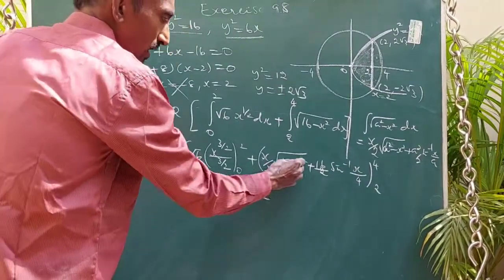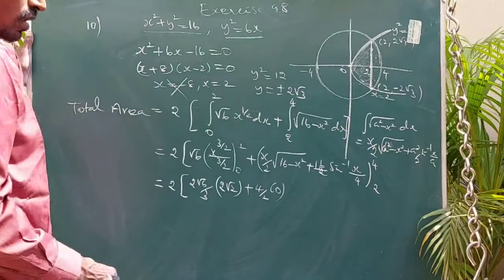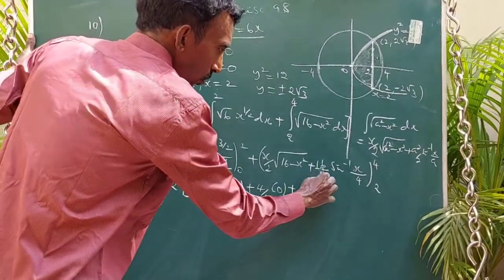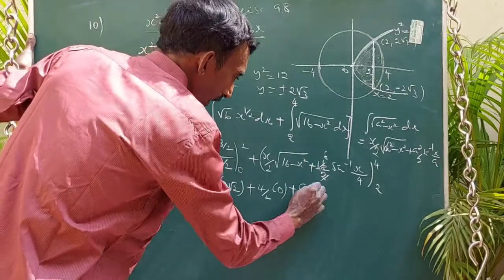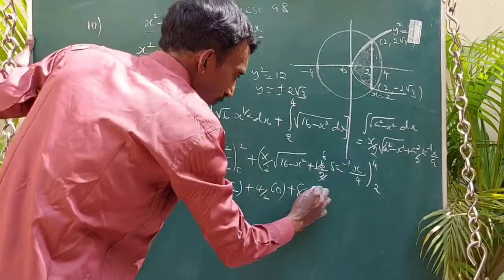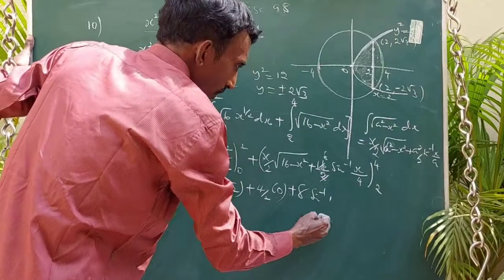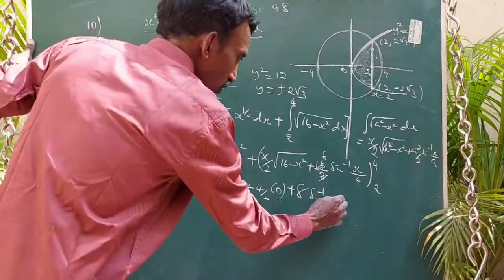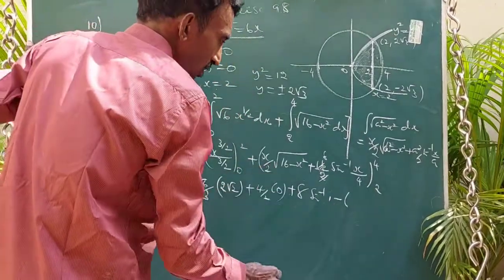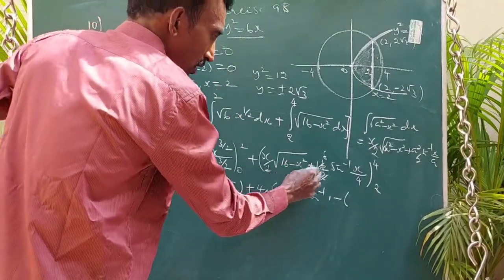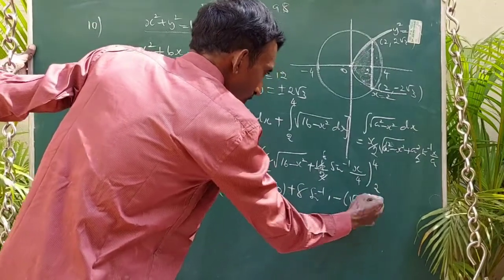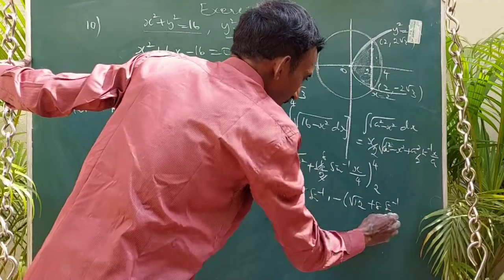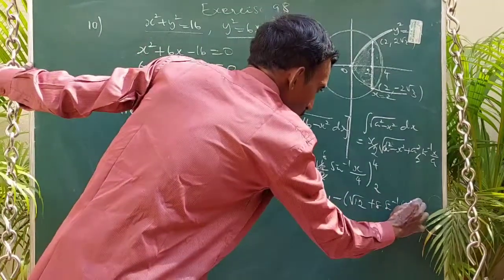So 16 minus 16 is 0, plus 16 by 2 is 8, 8 sin inverse of 4 by 4, sin inverse of 1. So the upper limit is over, now put the lower limit, so minus 2 by 2 is 1, root 16 minus 4, root 12, so plus 8 into sin inverse of 2 by 4, which is 1 by 2.